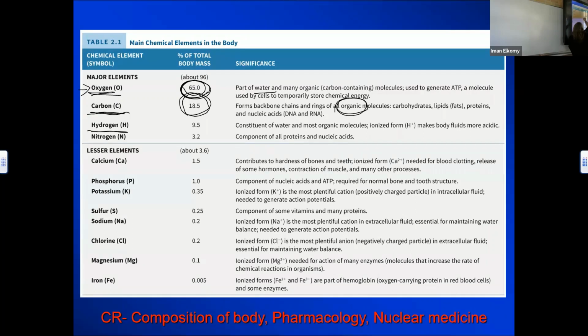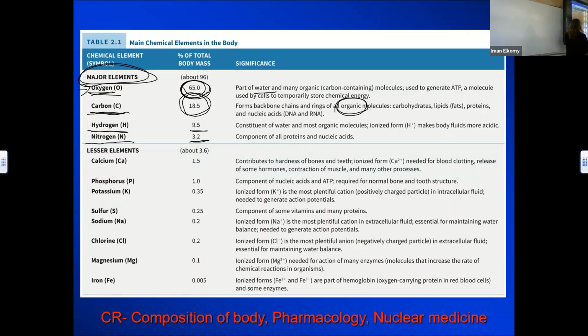Hydrogen is going to give us 9.5%, also part of water. Nitrogen is going to give us only 3.2%, and that's going to be in our proteins and our nucleic acids. Okay, so all 4 of these are the major elements of our body: oxygen, carbon, nitrogen, and hydrogen.